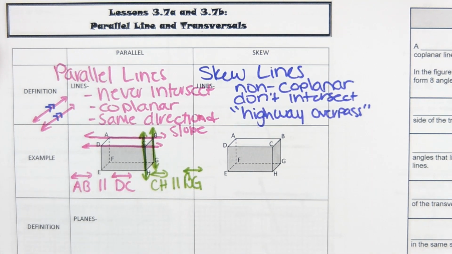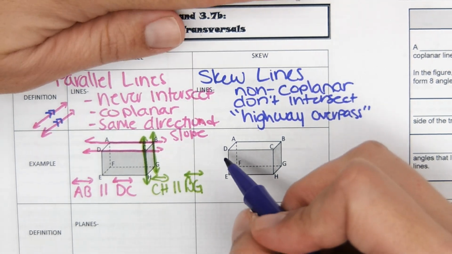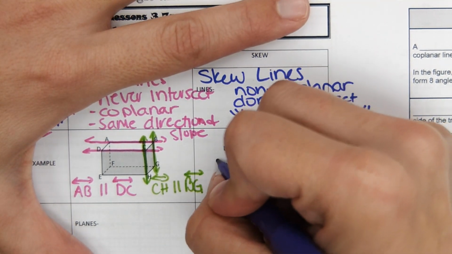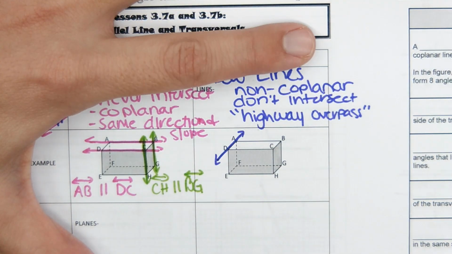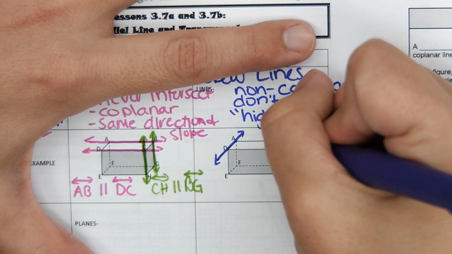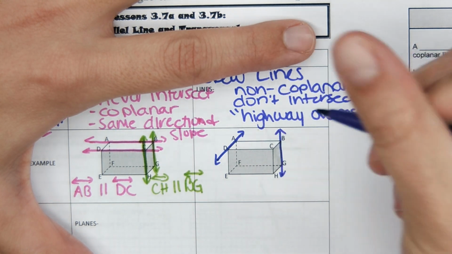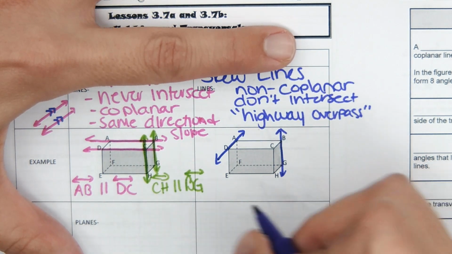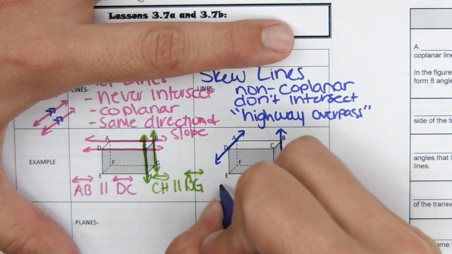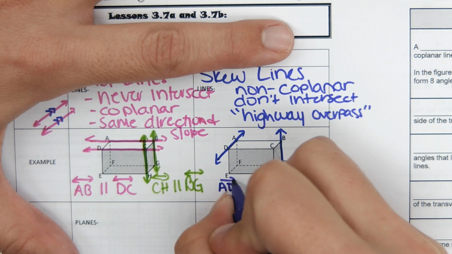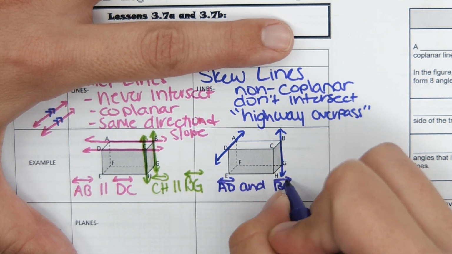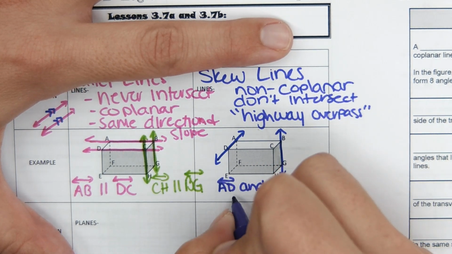Okay, and then skew lines, those are lines that are not parallel, but they never intersect. They're on different planes. So for example, maybe line AD right here, and then BG. They're in totally different areas, not parallel, but they're not going to intersect, so they're skew. So line AD and line BG are skew lines.